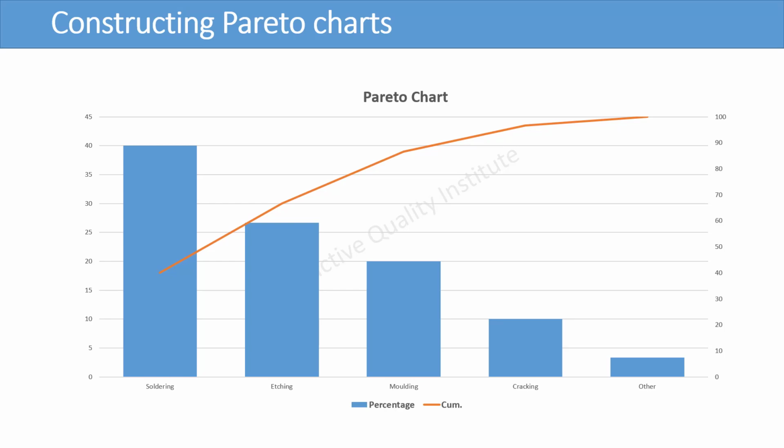We can notice that more than 80% of the major defects are coming from the first 3 contributors. And this is the target of the Pareto chart: to help us determine which categories will yield the biggest gains if addressed.